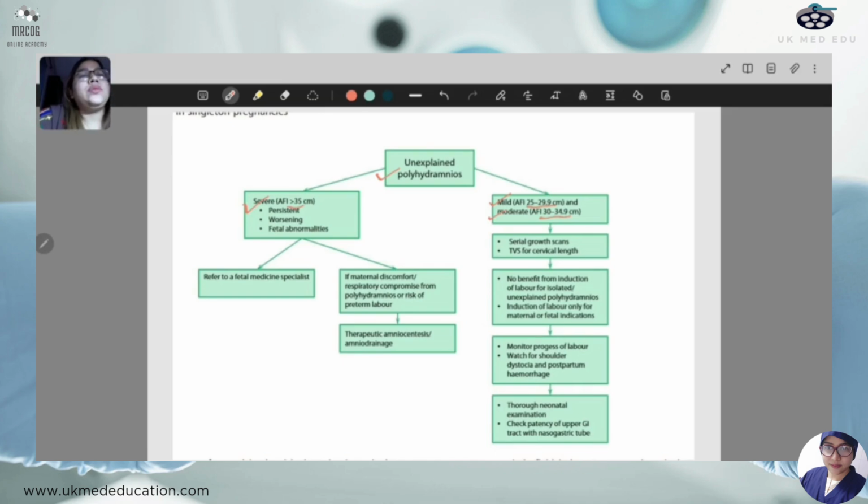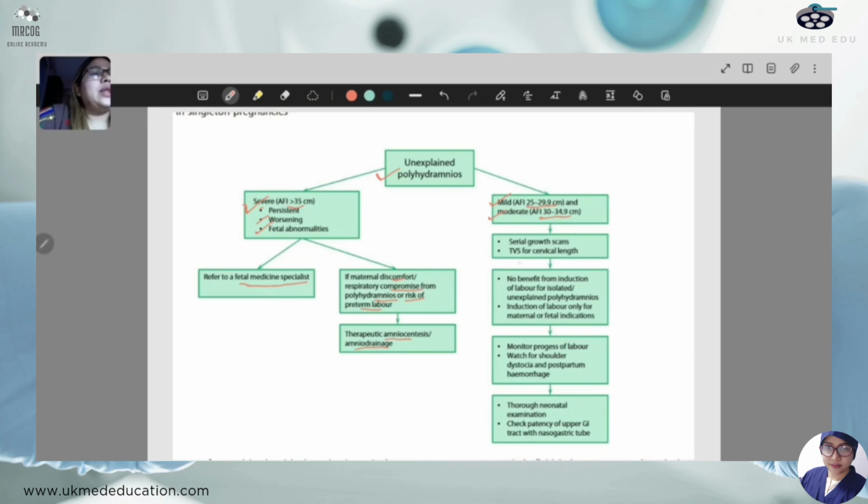So if polyhydramnios is severe, persistent, or worsening, and if there are any fetal abnormalities, you have to refer the patient to the fetal medicine specialist. If there is any maternal discomfort, respiratory compromise from the polyhydramnios, or risk of preterm labor, you have to go for therapeutic amniocentesis and amniodrainage. When you have to solve a clinical scenario, they will give you the details, then you can easily understand what will be your answer according to this flowchart.